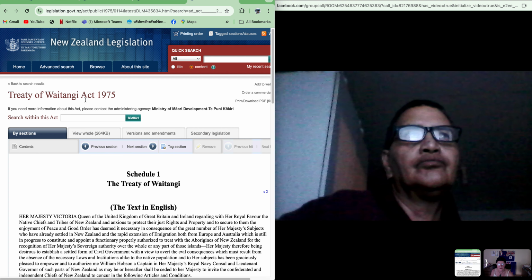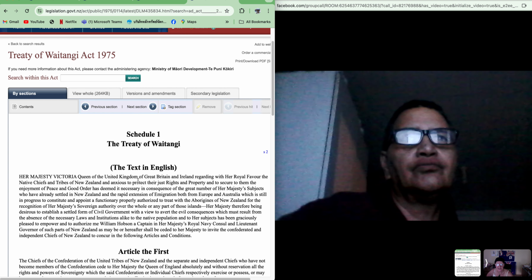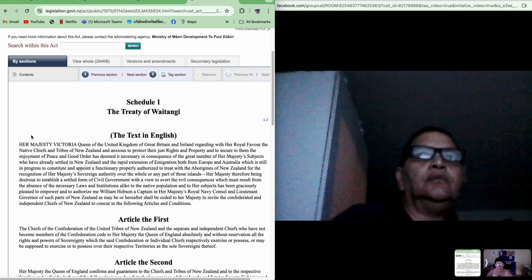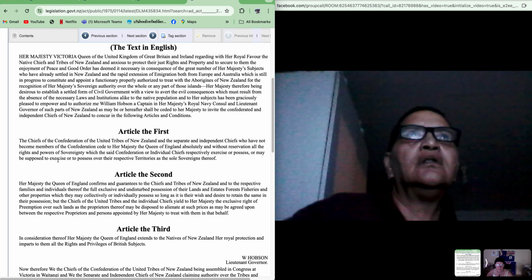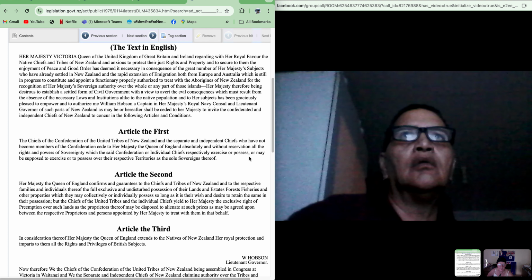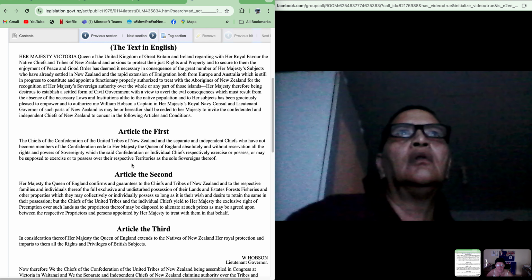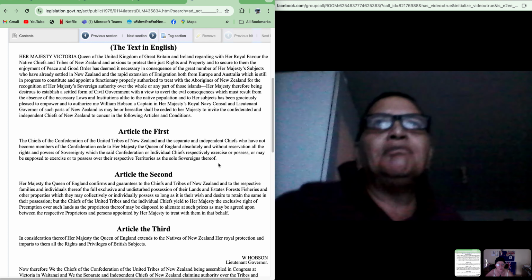Now this is the Treaty of Waitangi Act 114, we call it the 114. This is the original act. You can see here it's got the Majesty Victoria. You can see here that the power, it says, with all the rights which the said confederation of individual chiefs respectively exercise or possess, or may be supposed to exercise or to possess over their, listen here, over their respective territories as the sole sovereigns thereof.